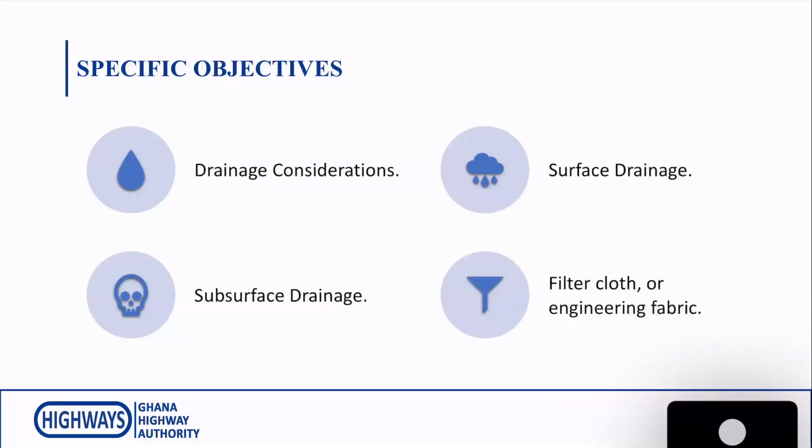Then also, we spoke about different types of factors that affect pavements. We spoke about traffic, subgrade strength and everything, but we didn't delve into the drainage considerations. So today, that's what you are going to look at: drainage considerations, surface drainage, and subsurface drainage, and then filter cloth or engineering fabric in brief.